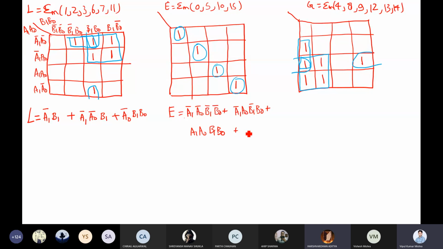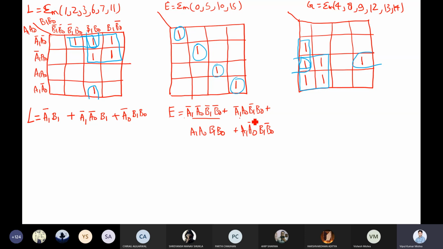B1 B naught. What about this? A1 A naught bar B1 B naught bar. Okay. Now let's think, can we simplify this further? Is there any possibility of simplifying this?